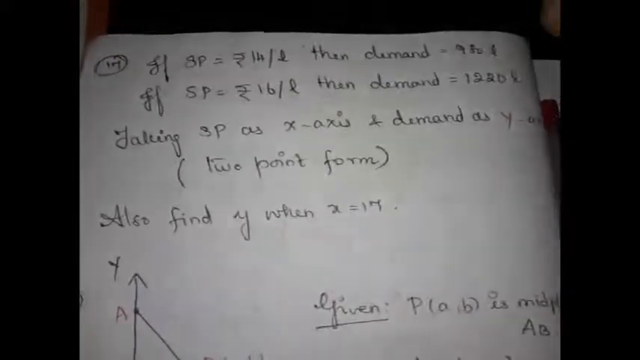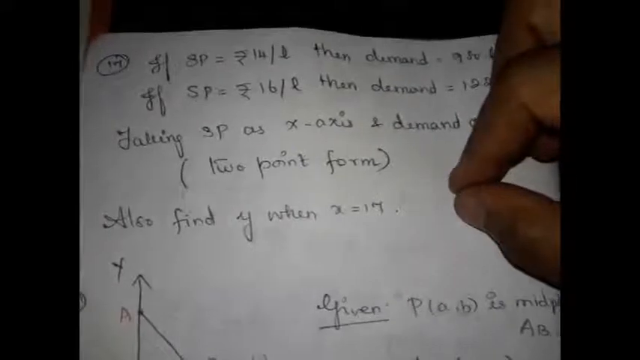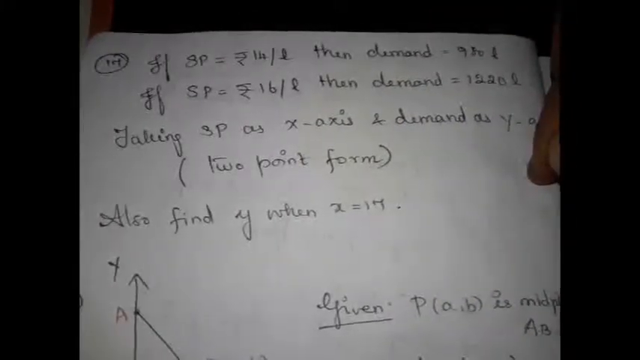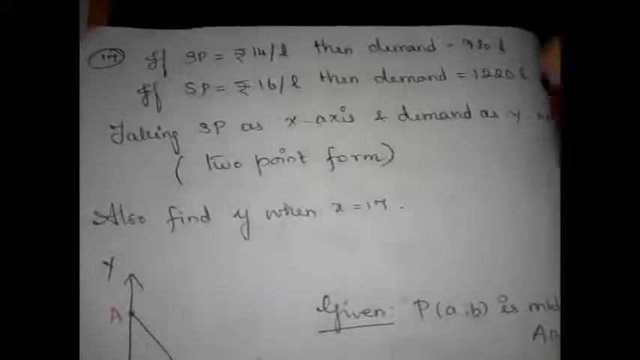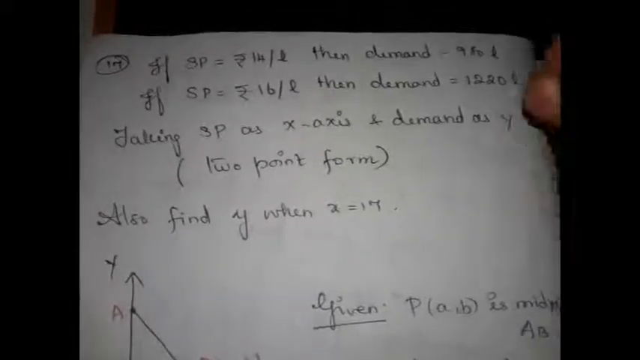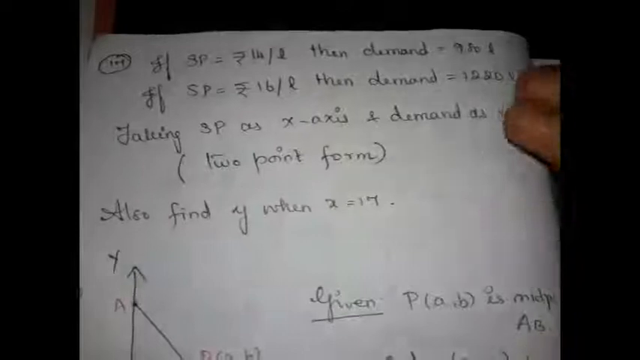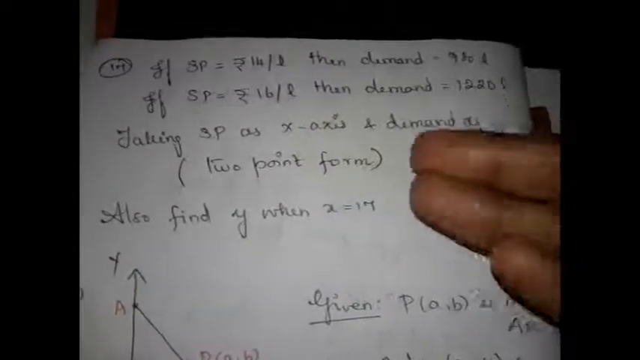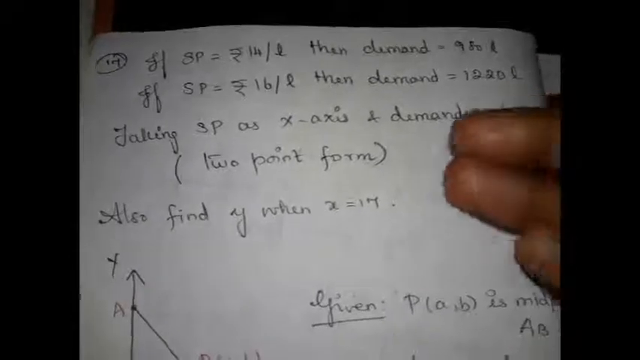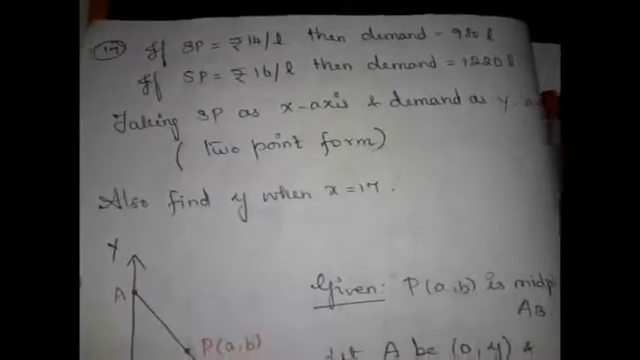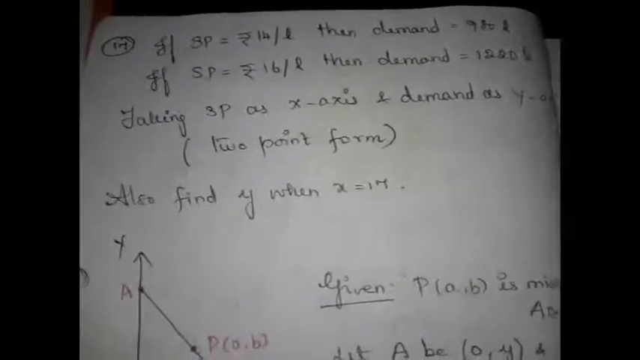I repeat, we got 2 points, use 2-point form, and then we can get an equation of a line in terms of x and y, right? So once we get it in terms of x and y, they asked you to find your demand, which means y, when the selling price, x, is given. So replace x as 17 and find what is your y. Yes. Now let us move on to our 18th question.